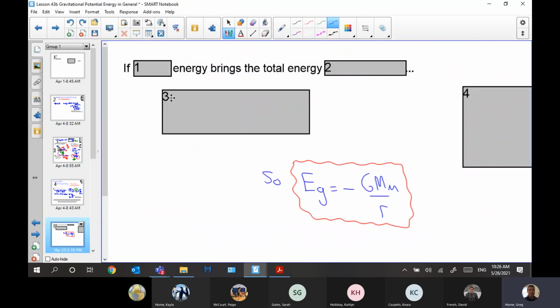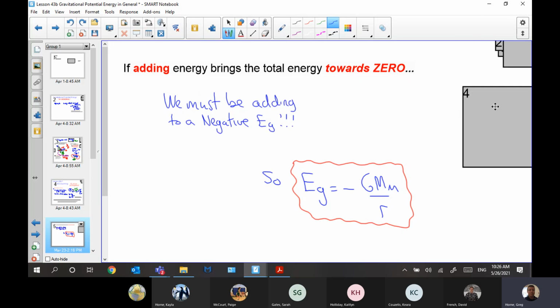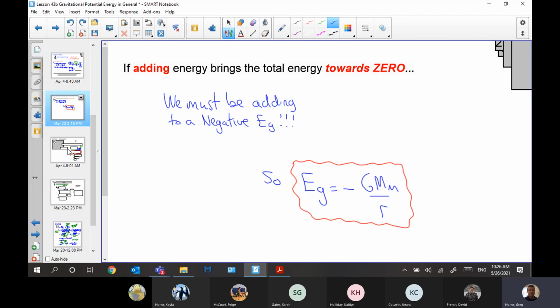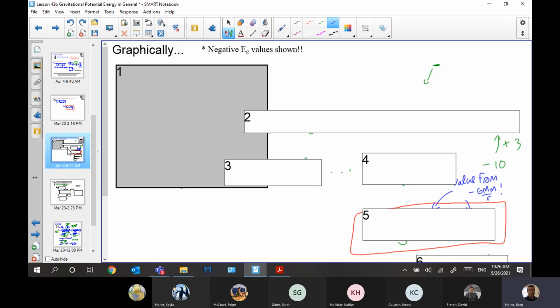Anyways, the idea is, as I've already concluded, if we're adding energy to bring it to a total of 0, we must be adding to a negative value. And so we end up with that general equation, Eg equals negative GMm over r, as I've added to the equation sheet. So this is just the same graph as we've seen before, too.